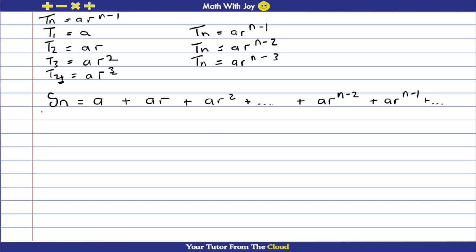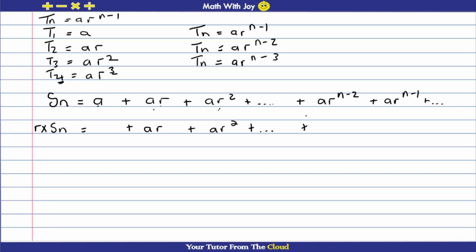And then what I would like to do is just multiply this equation by r. So I'll say r times Sn. What does it give us? This first term will now be multiplied by r to form ar. The second term will be multiplied by r to form ar squared, and so forth. So you can see that this term forms the second term, that term forms the third term, that term forms the next, and so forth.